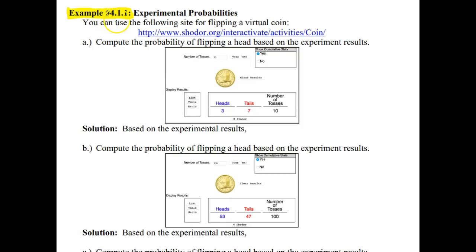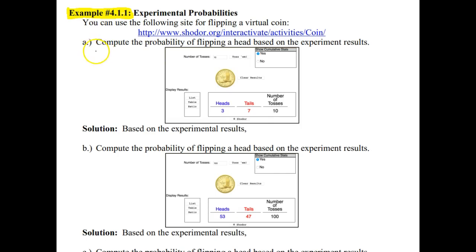So example 4.1.1, experimental probabilities. You can use the following site for flipping a virtual coin. Here is the web address that you can go to either on your computer, or it works great on a phone too. We've done this in class on the phones as well at different times.